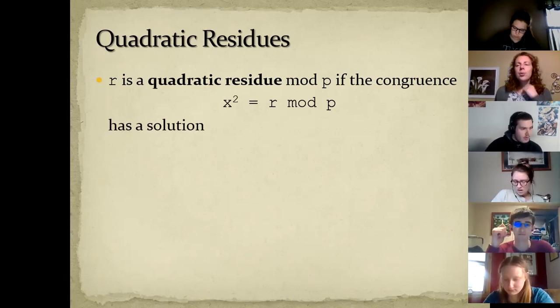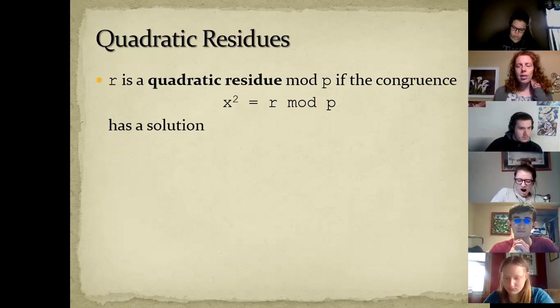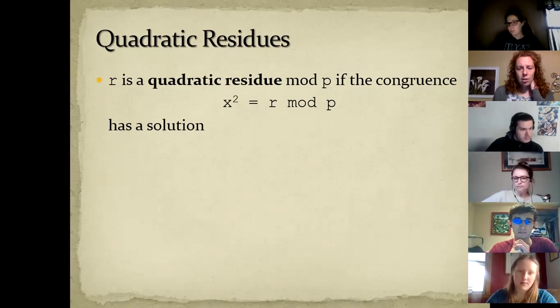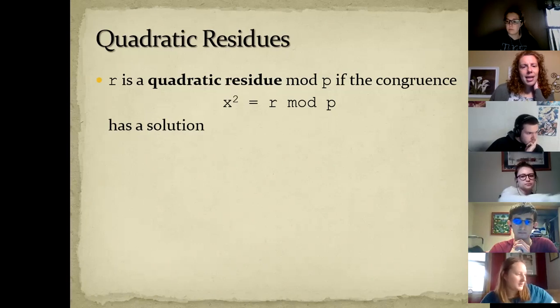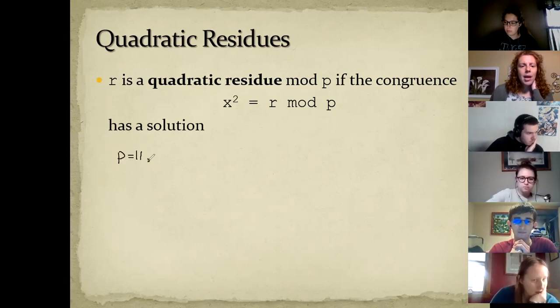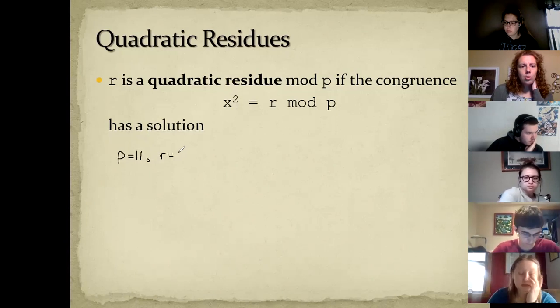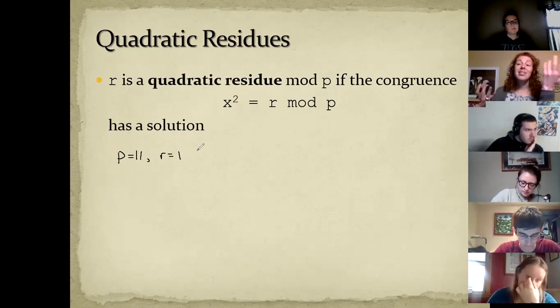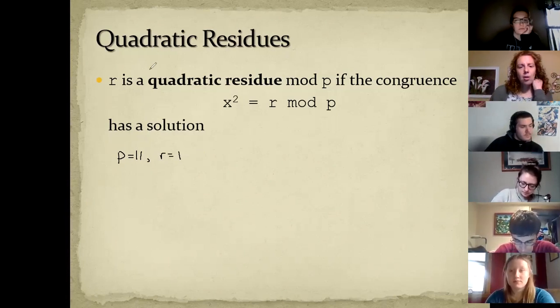So here's what we're gonna do. I'm gonna put you into breakout rooms and we're gonna walk through these. For p equals 11, but let me do one of these first. So let's say that p is equal to 11 and r is equal to 1. I wanna know whether r equals 1 is a quadratic residue or the other term, a non-residue. That's gonna be your other one.